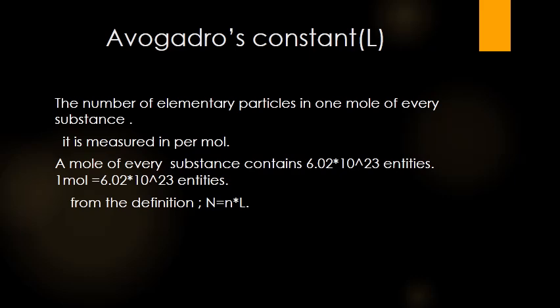Making capital N the subject, we get capital N equals small n times capital L. And we know that capital N equals the number of elementary particles, small n equals the mole, and capital L equals Avogadro's constant. That's all we are talking about here. In our next lesson, we're going to understand why this relationship holds. So let's explore what we have just done.